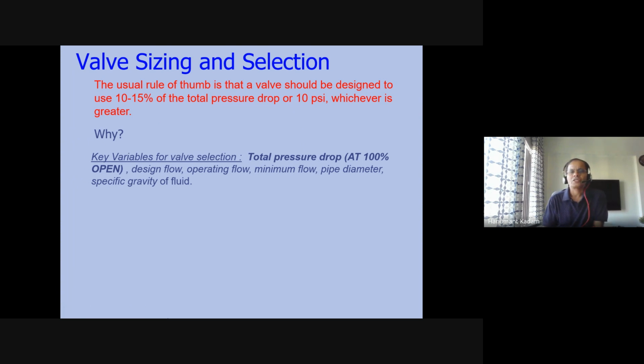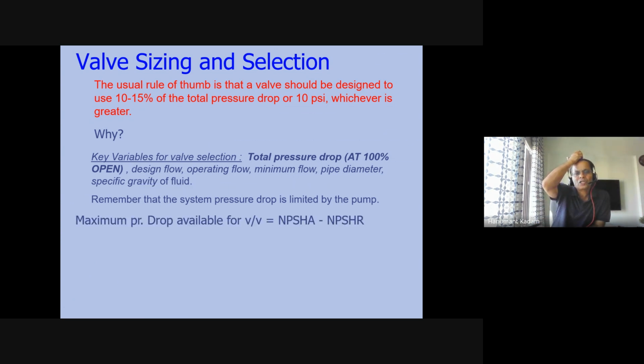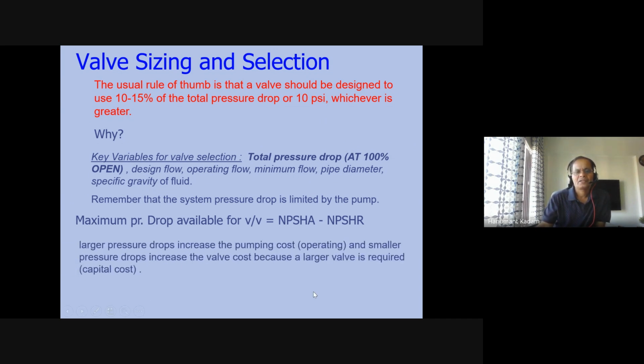Key variables for valve selection: total pressure drop at 100% open, meaning the valve fully open, design flow, operating flow, minimum flow, pipe diameter, and specific gravity of the fluid. Remember that the system pressure drop is limited by the pump. Maximum pressure drop available for the valve is as per this standard. Larger pressure drops increase the pumping cost, and a smaller pressure drop increases the valve cost because a larger valve is required.